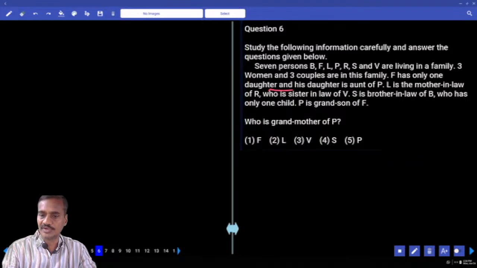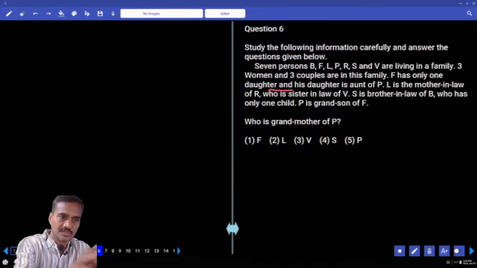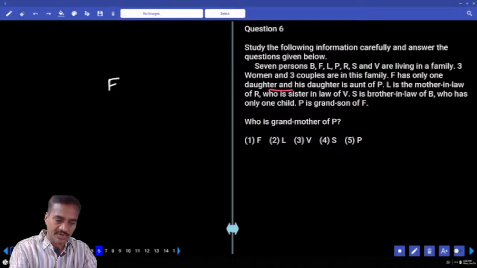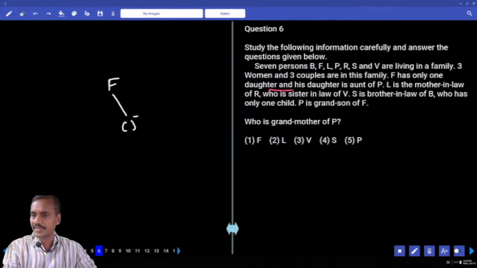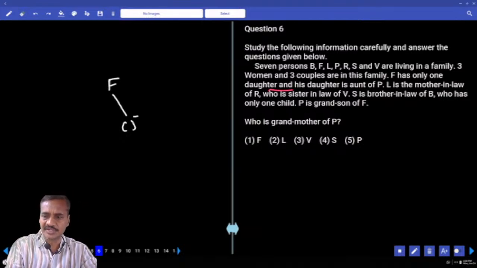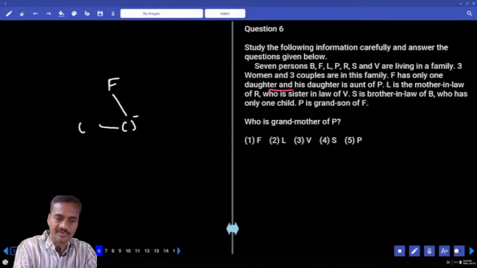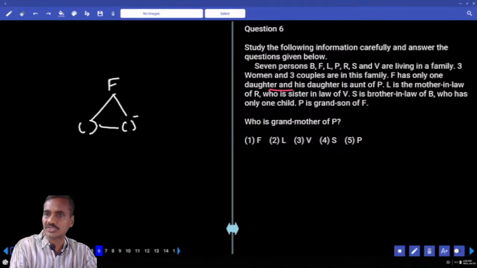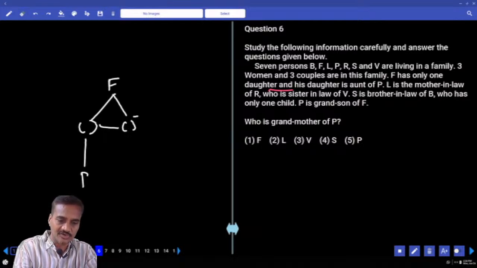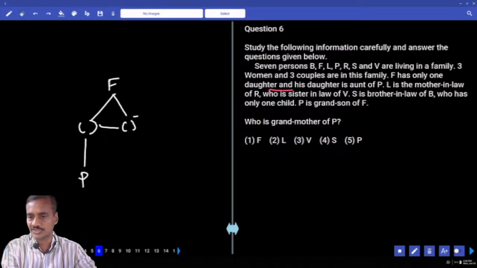And F has only 1 daughter. Now F is here. Now this F is having how many daughters? F is having only 1 daughter, and his daughter is the aunt of P. Aunt of P means that F should have 1 more child, and that child should have P, and is aunt of P.